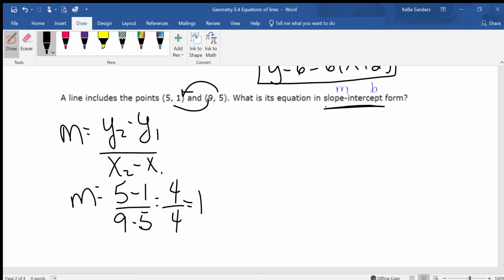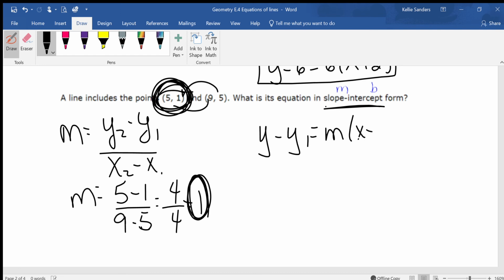Now, slope-intercept, you can do it one of two ways. I'm going to stick with point-slope form because they give me a point. I'm going to use this point right here and this slope. Y minus y1 equals m times x minus x1. Y minus our y1, which is 1, equals our slope, which is 1, times x minus our x, which is 5.